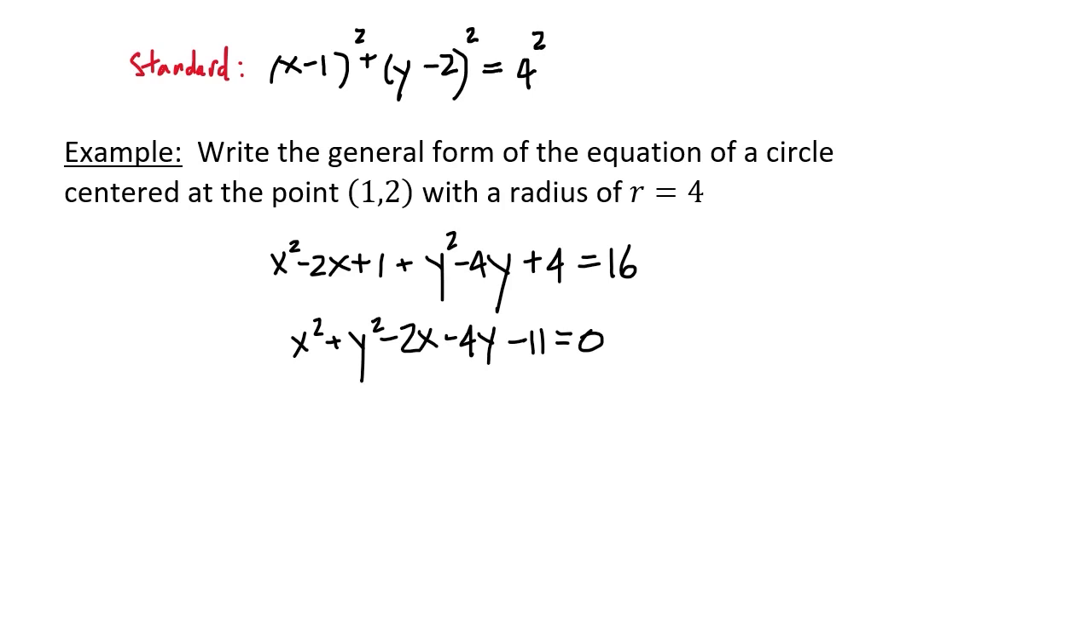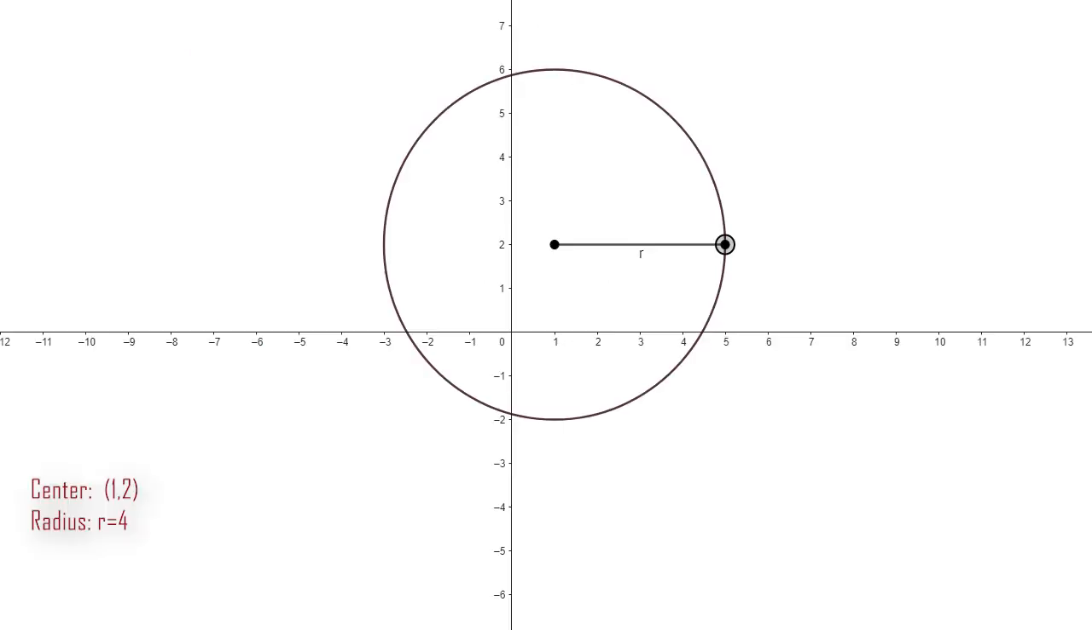Here's the standard form and here's the general form. So here's a graph of the circle. It has a radius of 4 and it's centered at the point (1, 2).